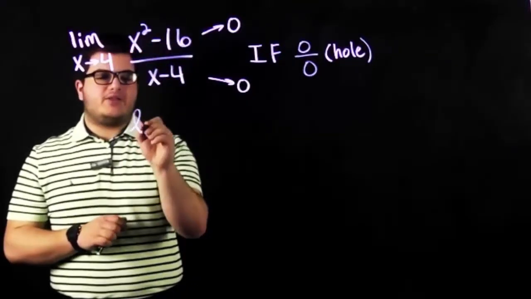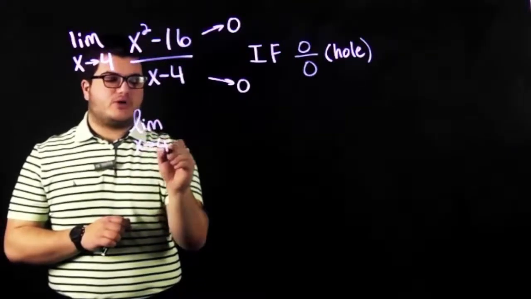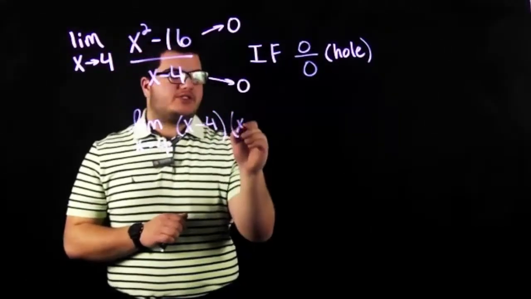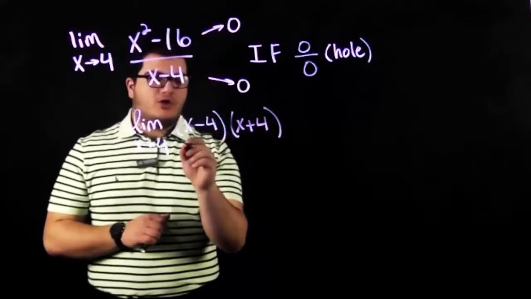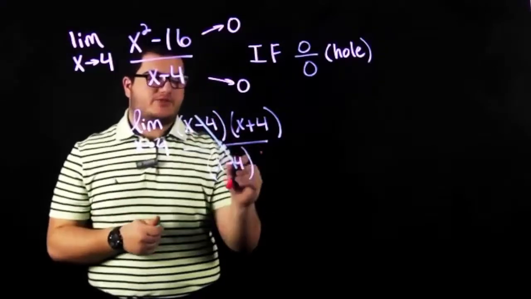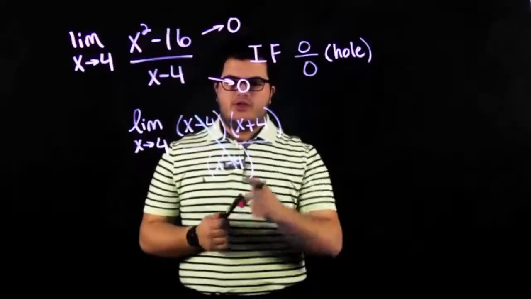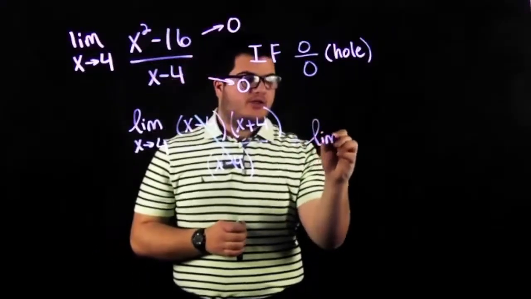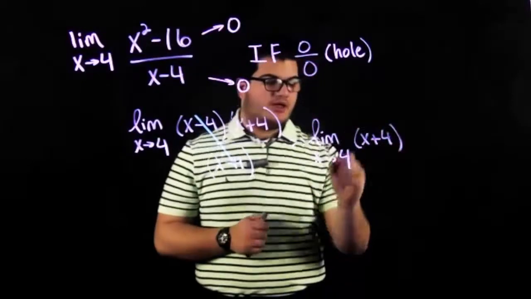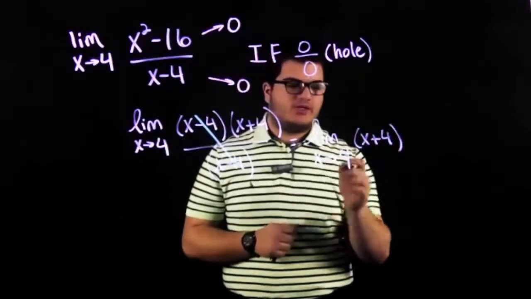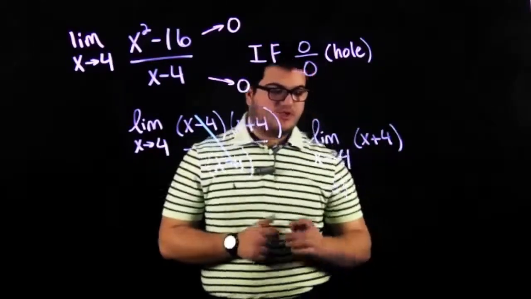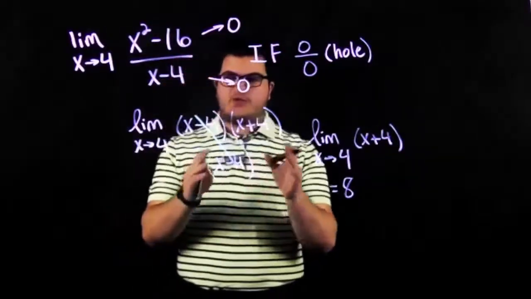We realize that the limit as x approaches 4 of x squared minus 16 factors into x minus 4 times x plus 4, over x minus 4, and then we notice that the x minus 4 cancels. We're left with the limit as x approaches 4 of x plus 4. When you direct substitute, as this is a polynomial and 4 is in the domain of all real numbers, we get 4 plus 4, which is 8. This is how you do the factoring and canceling method.